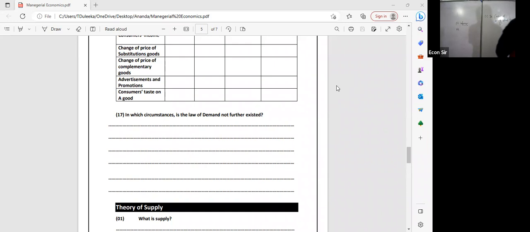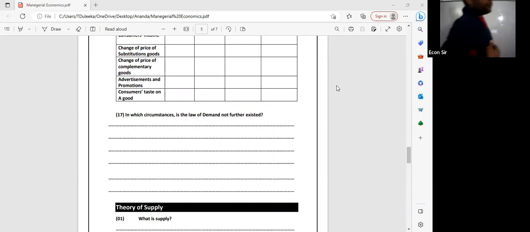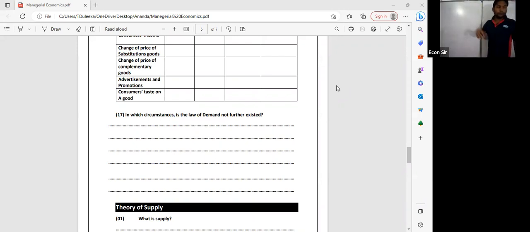W-E-B-L-E-N, Veblen goods. In case of Veblen goods.